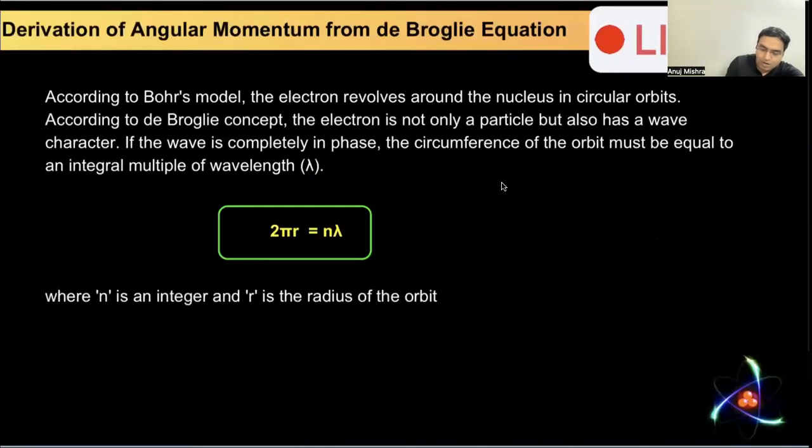So the next thing here is derivation of angular momentum from de Broglie's wavelength. So now I'm going to show you something very important. So let's say you are in n equals 1, or we can say ground state. Okay.